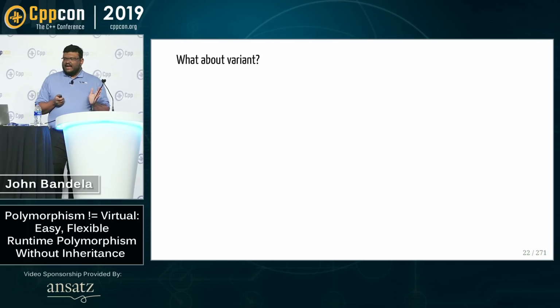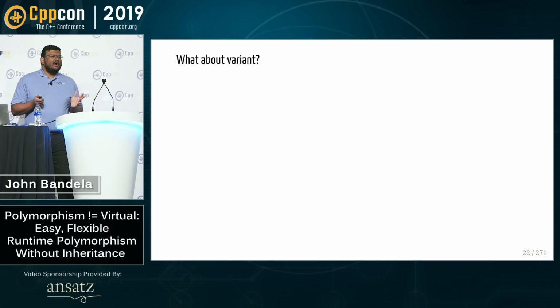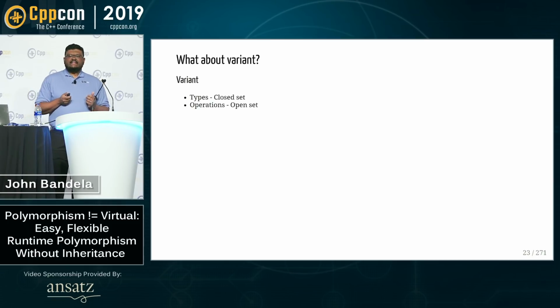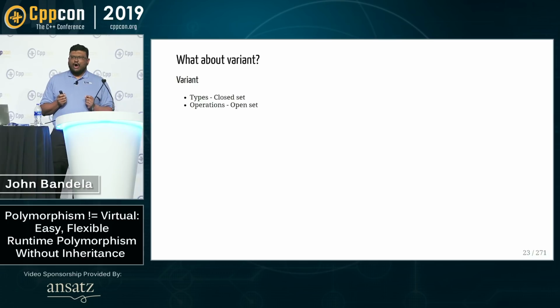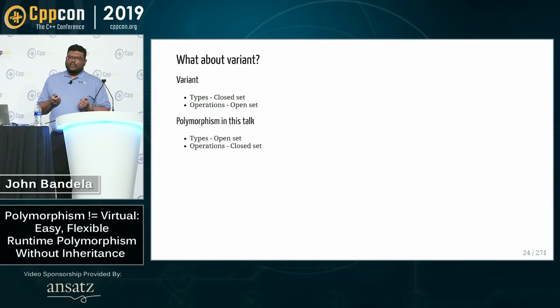Now you may say, hey, we're in C++17, what about variant? Well, with variant, the types it can operate on are a closed set. The operations a variant can do are open. For the purposes of this talk, we're going to focus on polymorphism that has the types as an open set and the operations as a closed set. So it's kind of the inverse of variant.